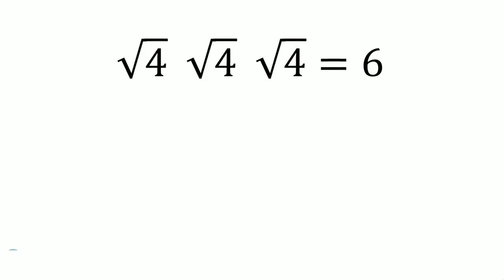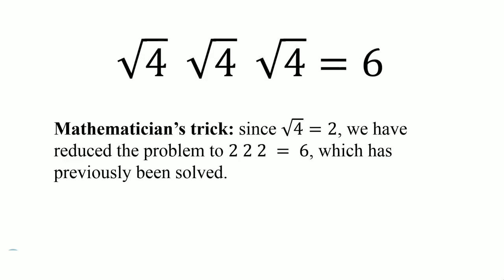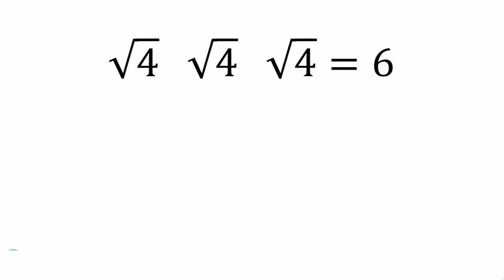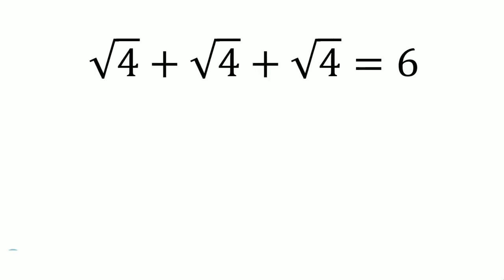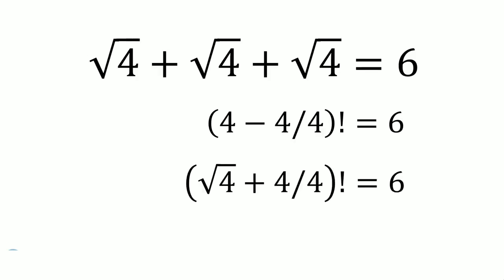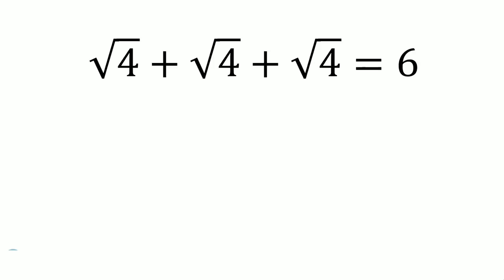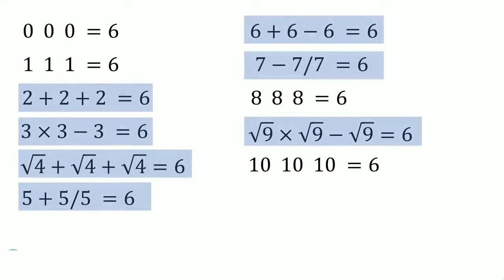Now let's go for 4, 4, 4, which gives us 6. Once again, we can take the square root of each of these numbers. As the square root of 4 is 2, we have reduced the problem to the earlier one, that is 2, 2, 2, that has been previously solved. For example, we can take the sum of these numbers, that's equal to 6. You can also do the quantity 4 minus 4 over 4, and we take the factorial. We can also do square root of 4 plus 4 over 4. We take that entire quantity and take its factorial.